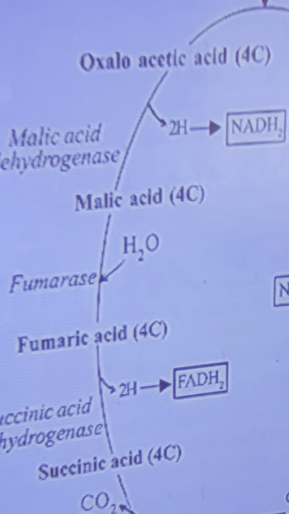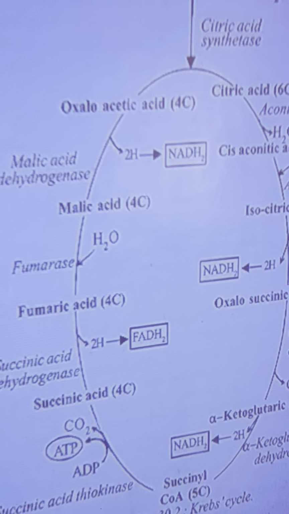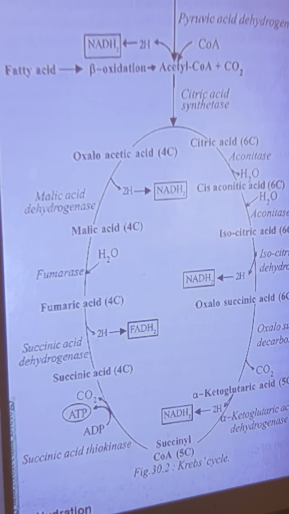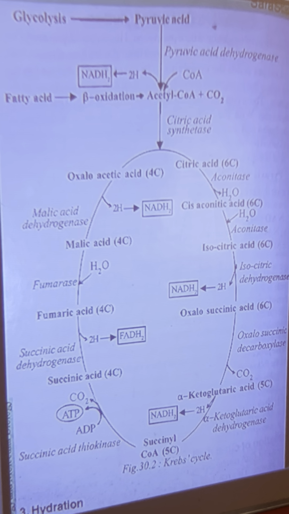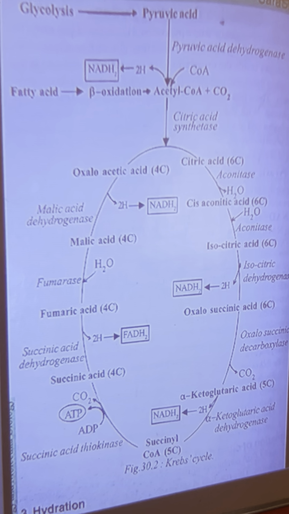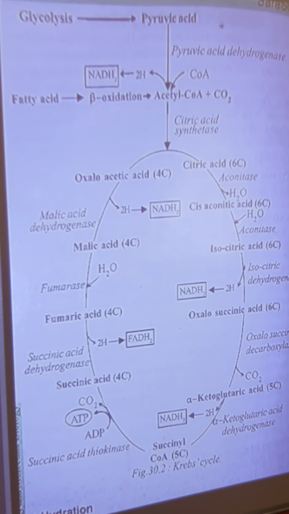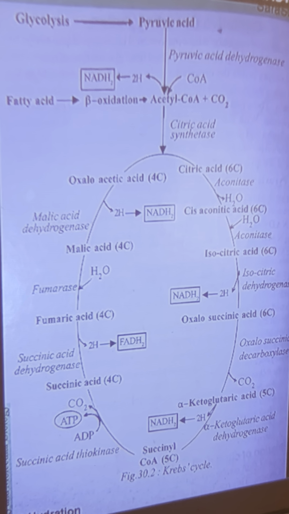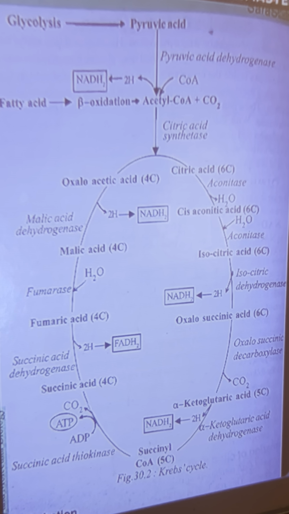So all these NADH2 and FADH2 finally enter into the electron transport chain to produce final ATPs, adenosine triphosphate. Electron transport chain is the third phase. So in respiration, glycolysis is the first phase, Krebs cycle the second phase, and electron transport chain the third phase. Finally ATPs are produced. So this is the final schematic cyclic representation of Krebs cycle.